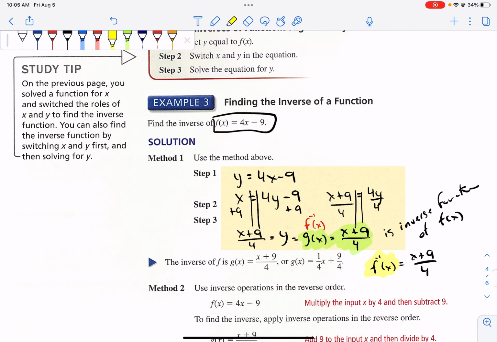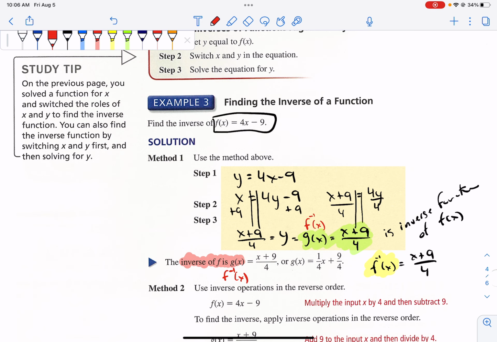I don't know why the book doesn't use that. I don't know if it doesn't want to confuse you, but I feel like that's a lot better notation than having to say, hey, g of x is the inverse. I mean, because look at this sentence right here. The inverse of f is g of x. All they had to do was say f negative 1 of x, and that says the exact same thing without all the words, okay?